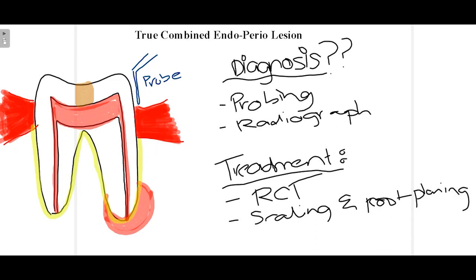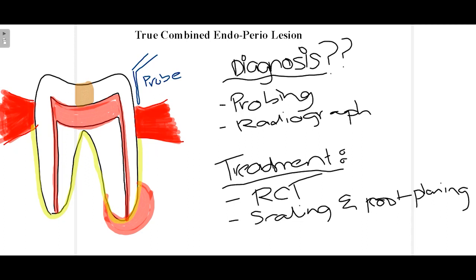Firstly we discussed a lesion originating from endo affecting the perio, then we discussed a lesion of perio affecting the endo, and now we are finally discussing a true combined endo-perio lesion. This is called true combined because both endo and perio lesions are occurring at the same time, not at different times. They are occurring simultaneously, so that's why it is called a true combined endo-perio lesion.